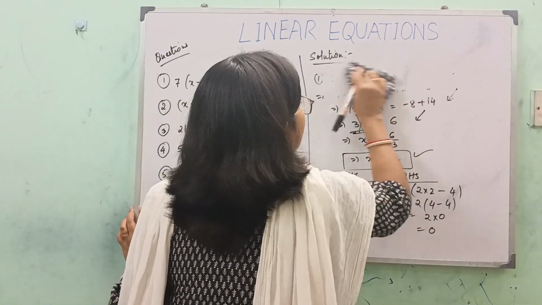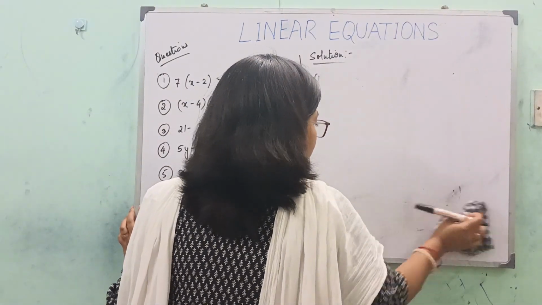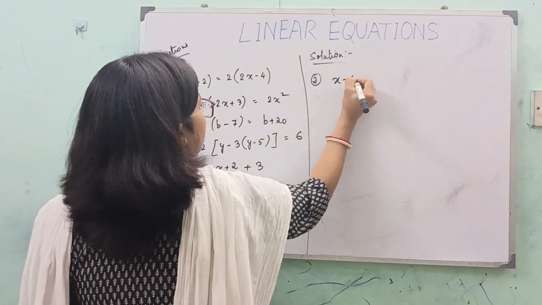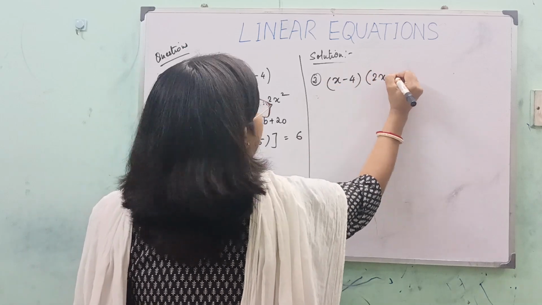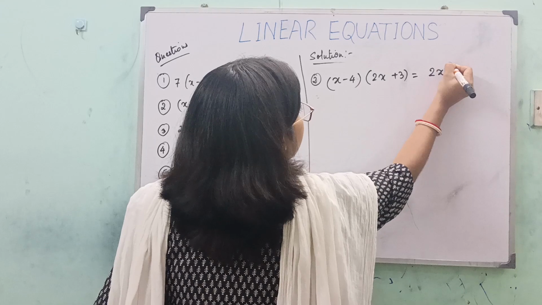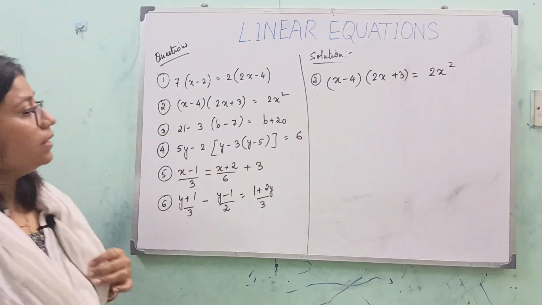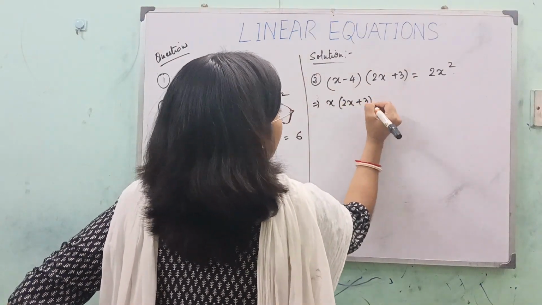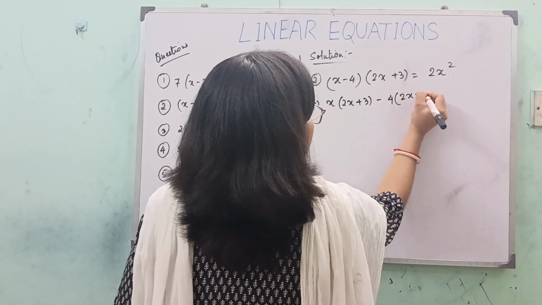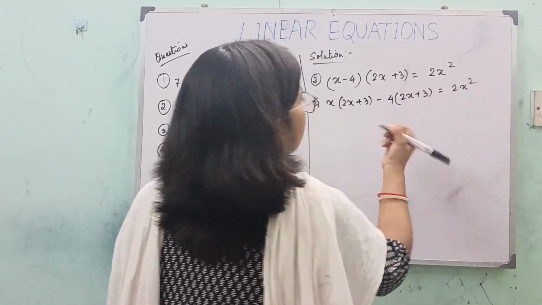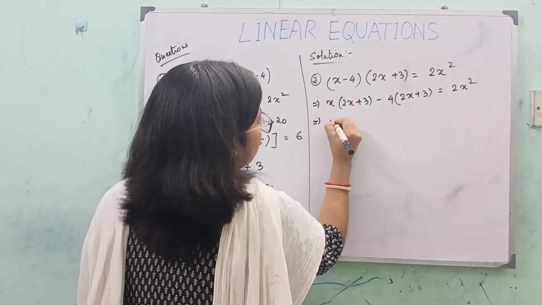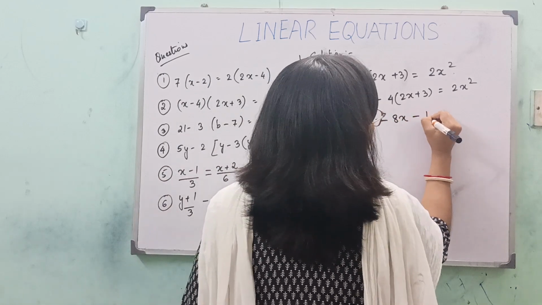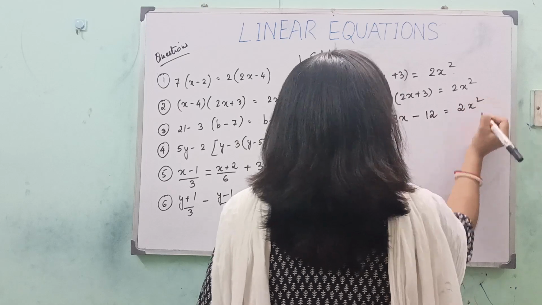Moving on to the next sum. The second sum says x minus 4 into 2x plus 3 equals 2x square. So we'll simplify by removing the brackets first. So this becomes x into 2x plus 3 minus 4 into 2x plus 3 equals 2x square. You see we have used distributive law. So this becomes 2x square plus 3x minus 8x minus 12 equals 2x square.